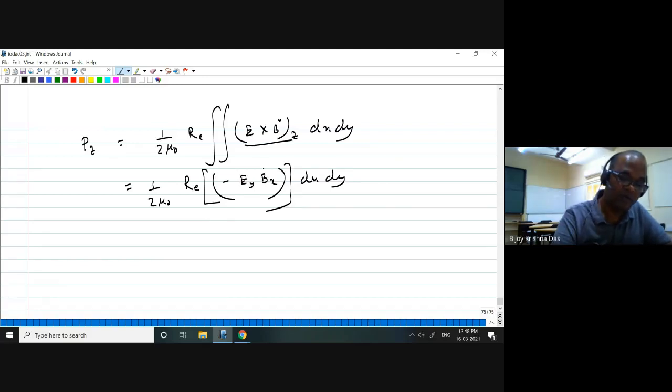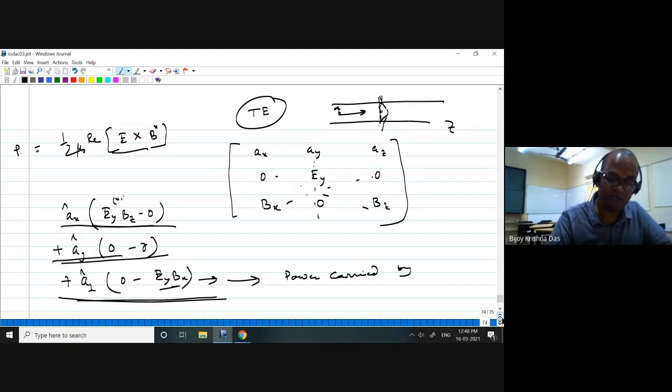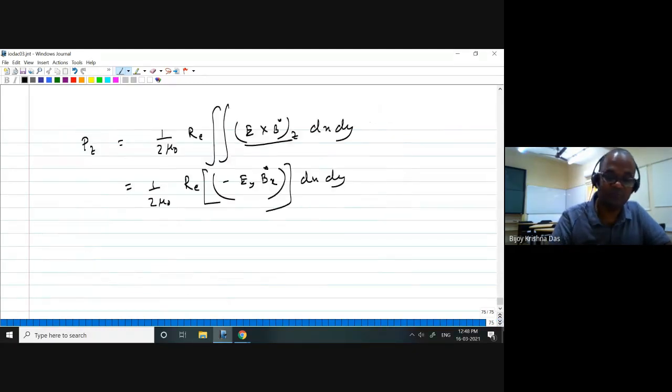Obviously this will be star. We have to consider this is star. If there is a phase difference, you have to consider everything. So this is the case. So that is the Z direction, how much power is flowing.